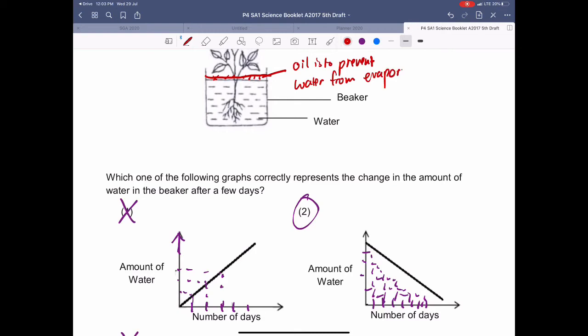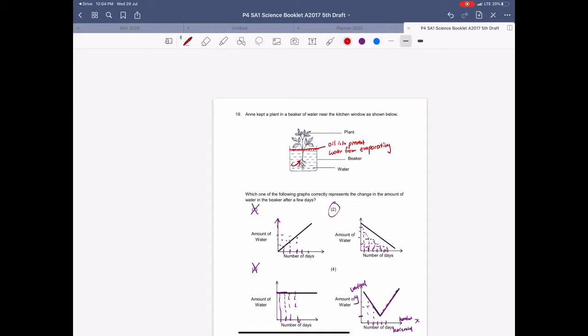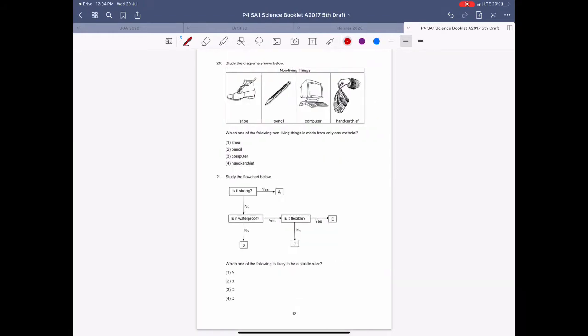Now, why is that important? That is important because they want to see whether or not the plant is able to absorb water. So any loss in water is due to the plant absorbing the water and not because it has evaporated. Because if you don't put a layer of oil, people can say, oh, water loss is not due to the plant. Water loss is because it evaporates. So how do you prevent that? Oh, put a layer of oil so water cannot evaporate. Okay? Moving on. Question number 20.